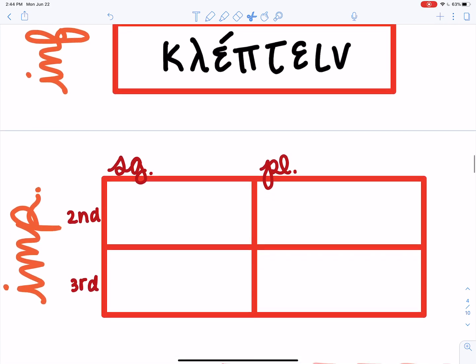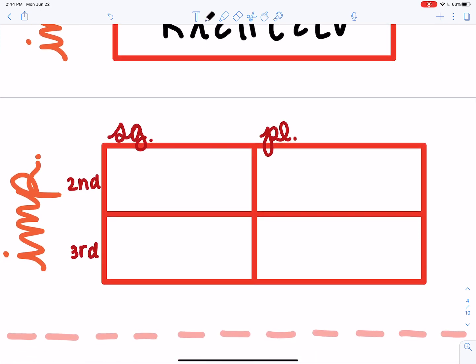Okay, on to the imperative. Second person singular, we put our stem, klept, and then you add your ending. So for the second person singular imperative, it's epsilon. And this epsilon is short, so our ultima is short, so our acute does not stay there. It tries to go back 2 spaces, but there aren't 2 spaces to go back to, so it only goes back 1.